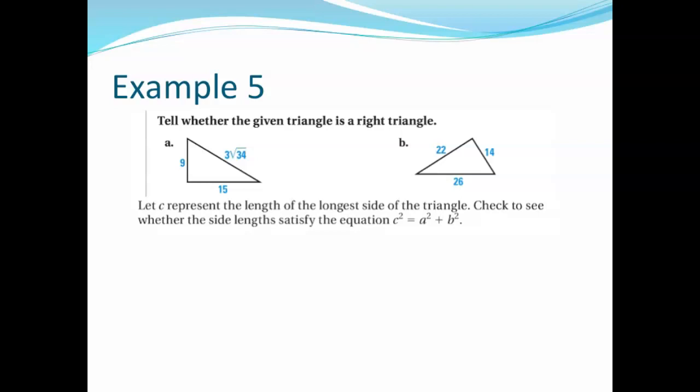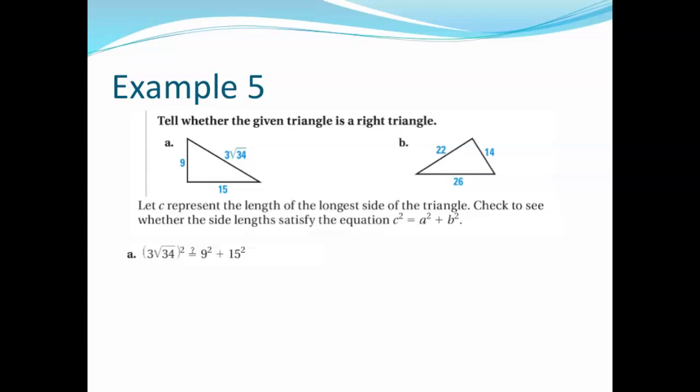Once you have that, now we can go ahead and check to see whether or not a squared plus b squared is equal to c squared. So in this case, we have 3 root 34, the whole thing squared, and we want to check whether or not that's equal to 9 squared plus 15 squared. I'm going to write a little question mark above the equal sign to remind myself that I'm checking whether or not this is the case.